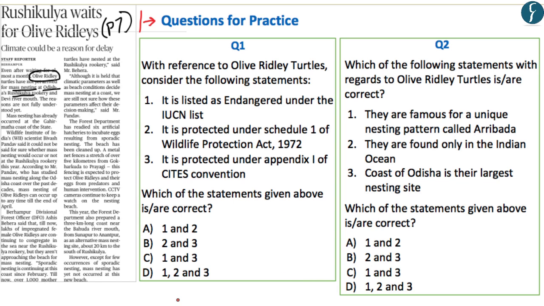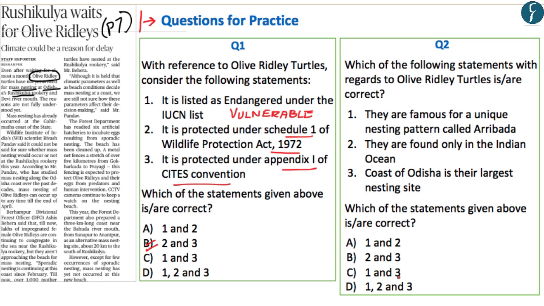Now, the correct answer to question number 1 is B, 2 and 3. Now, the olive ridley turtle is listed as vulnerable under the IUCN list. However, you should know that it is protected under Schedule 1 of the Wildlife Protection Act of 1972, and it is also protected under Appendix 1 of the CITES Convention.